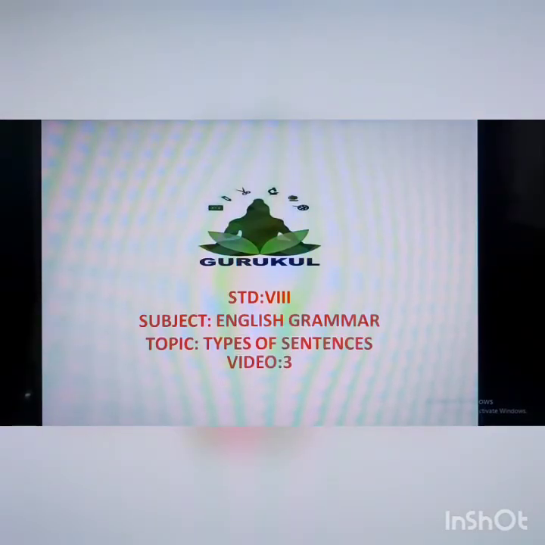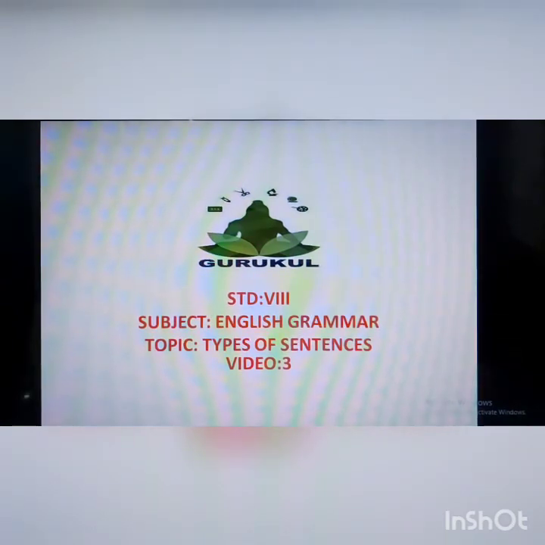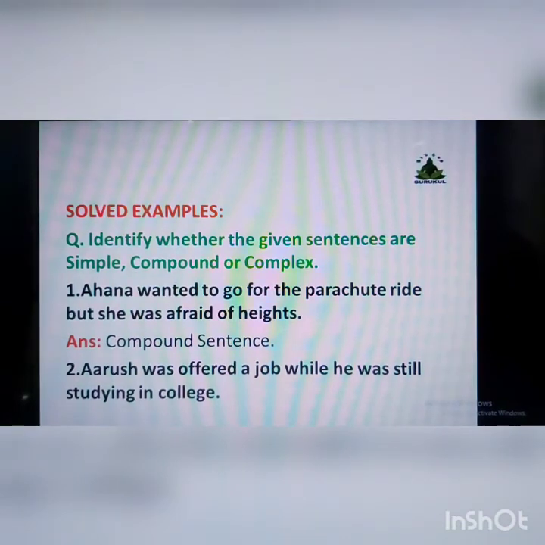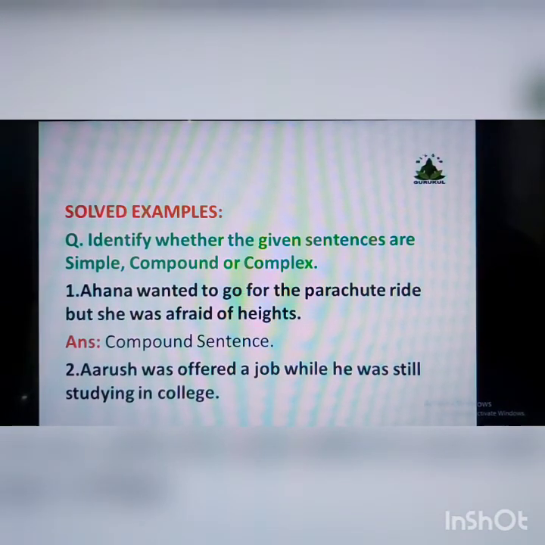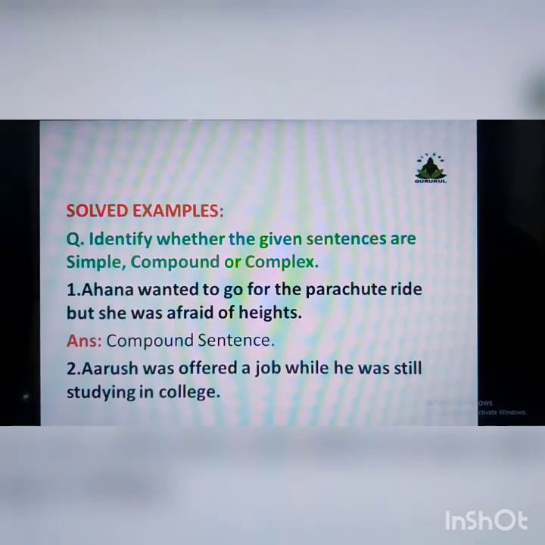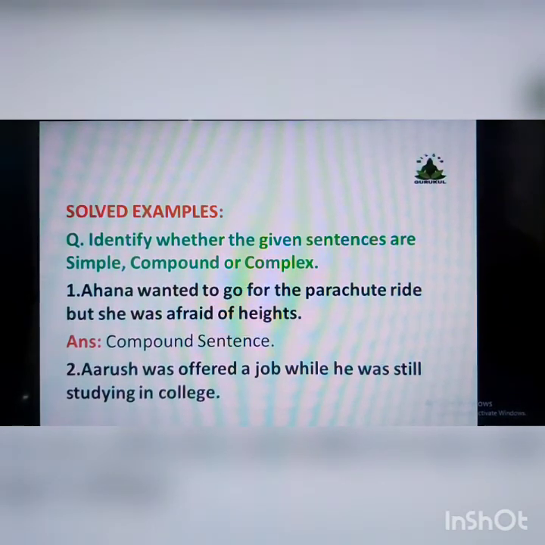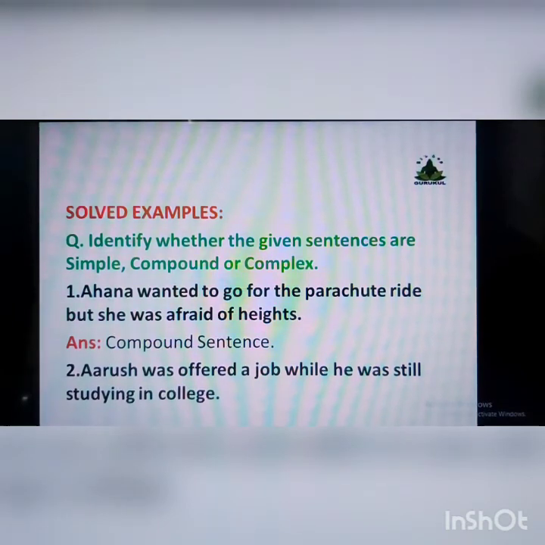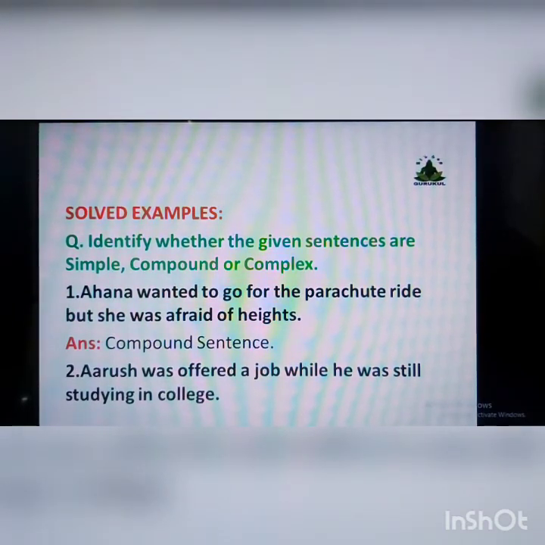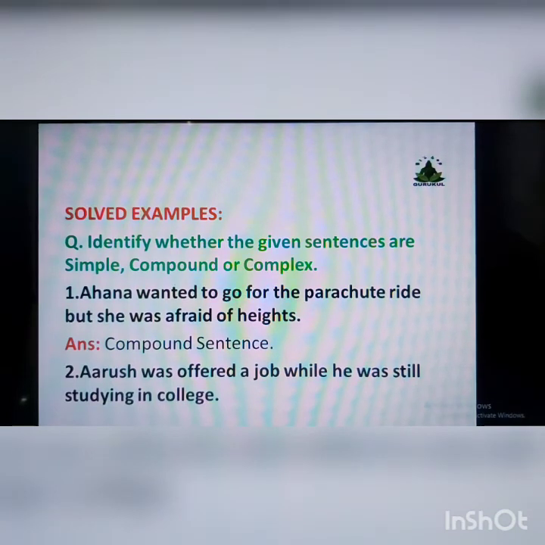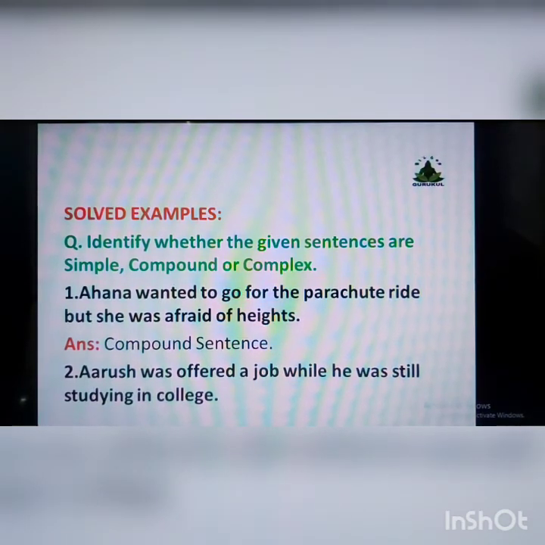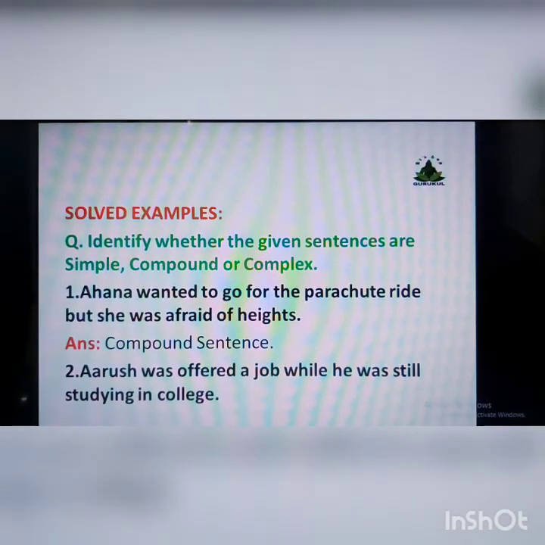Let's continue the topic of types of sentences, children. In the previous video, we were discussing the solved examples and we were on example number 2. So let's start. The sentence is, Arush was offered a job while he was still studying in college. Children, this is an example of a complex sentence because it has one main clause, Arush was offered a job, and one subordinate or dependent clause, he was still studying in college, and a subordinating conjunction, while. So this is an example of a complex sentence.